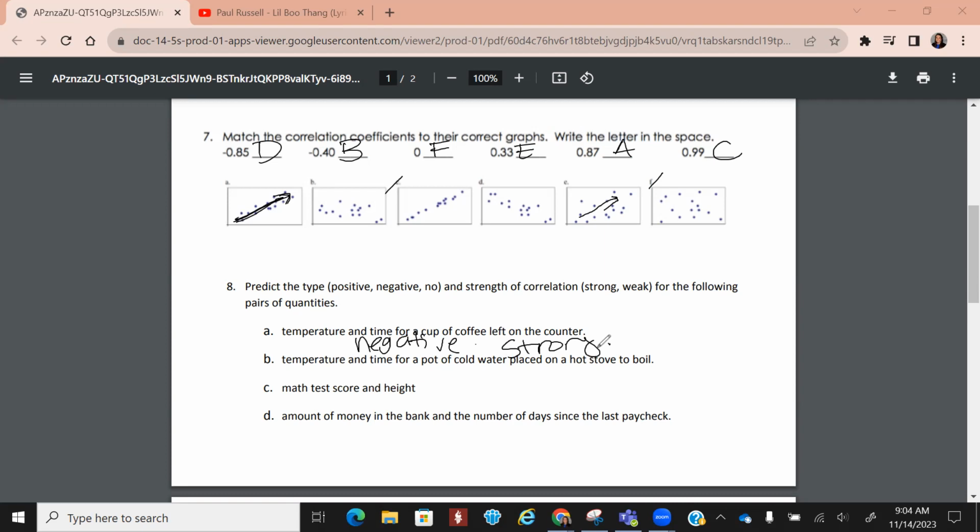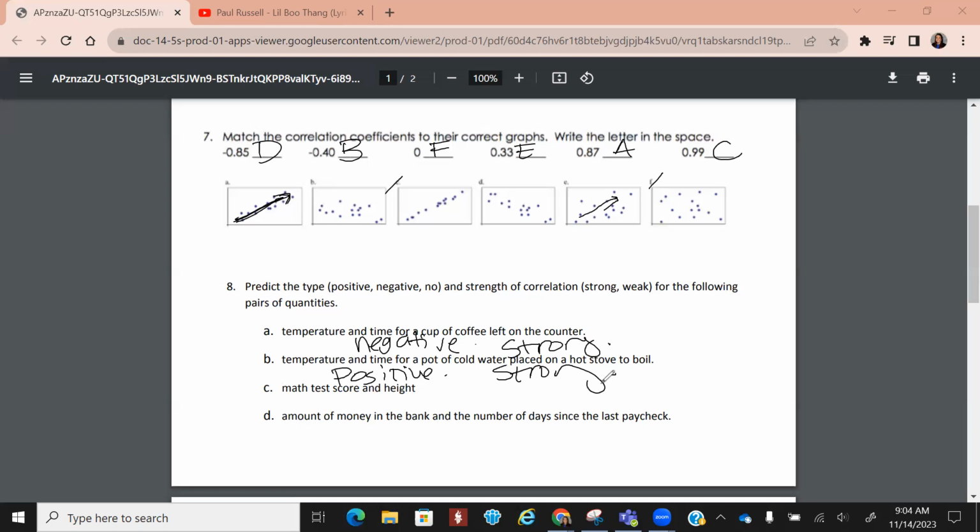Now, temperature and time for a pot of cold water placed on a hot stove to boil. So when we put water on the stove, the temperature is going to increase. So that's going to be positive. And is it going to be strong or weak? Strong.